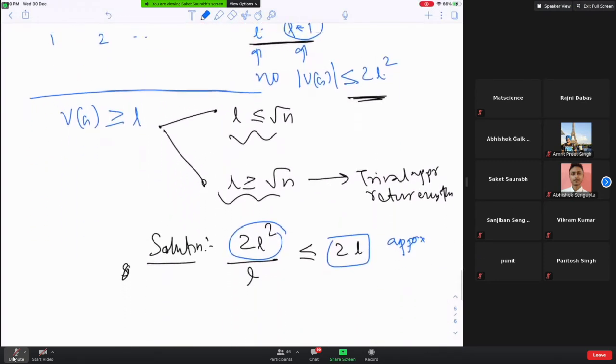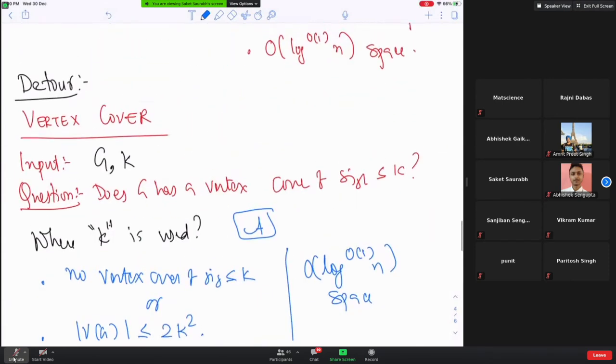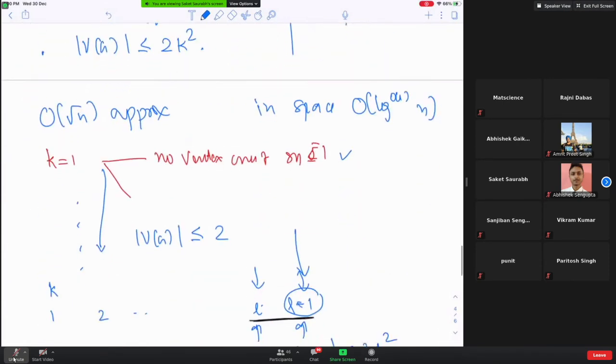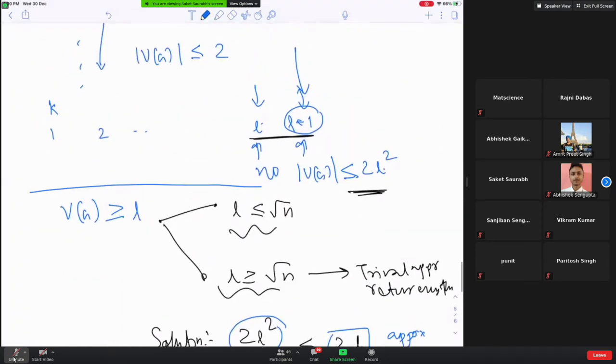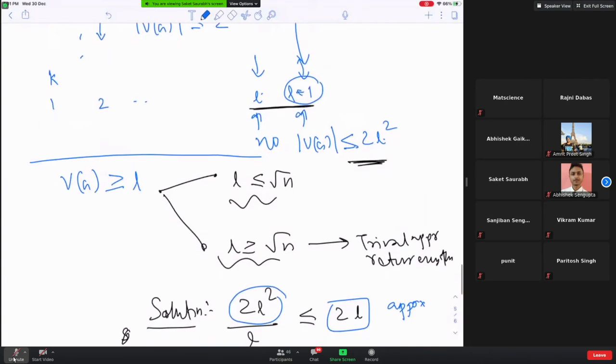So maybe let me tell this algorithm and then it will become a little bit clearer what is happening. But this is all that is happening. I have this algorithm, which I'm going to run with increasing values of k, and I'm going to check, because the moment it says no, what are we able to conclude from here? That the lower bound on the vertex cover solution is this much. Or when it does not say no, then I know that I'm going to return a solution of size 2L square.